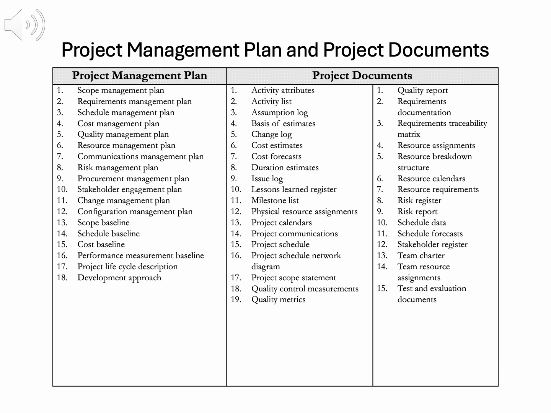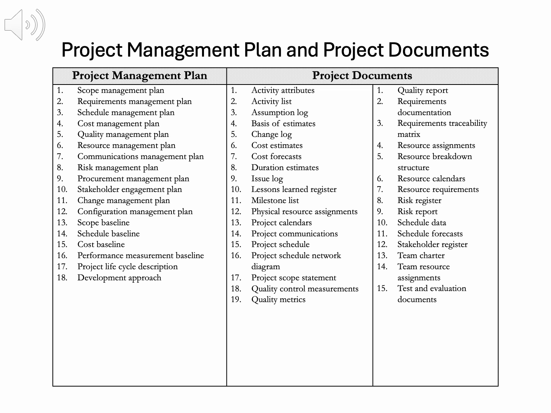It includes subsidiary plans like the scope, schedule, and cost management plans, as well as baselines for scope, schedule, and cost. It also describes the project lifecycle and development approach, providing a strategic roadmap. For the just-in-time training project, the plan coordinates training course development, ensuring alignment across all areas.